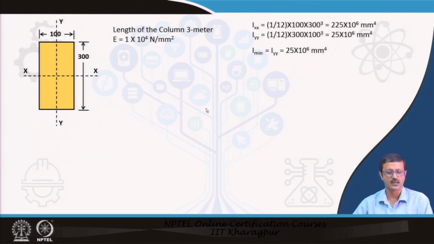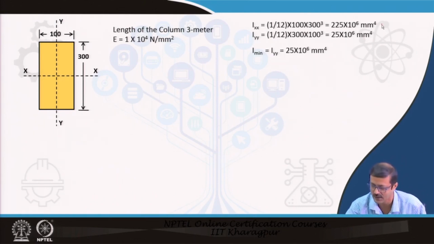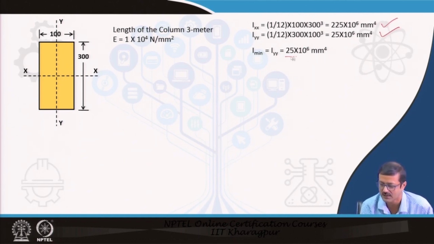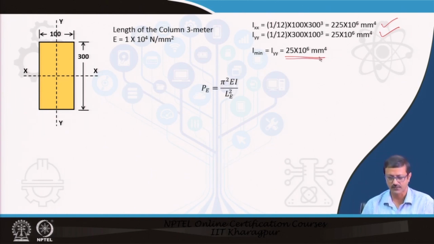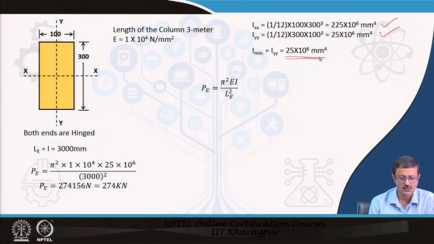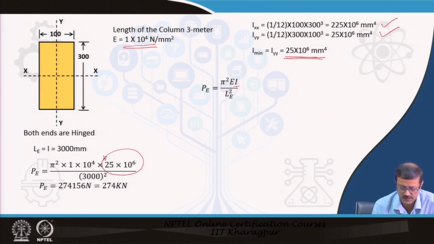So, I have a beam or column of 100 by 300. So, I have two values, Ix and Iyy. Out of that I have to take the minimum one, because the column is going to sway or buckle in the weakest direction. So, I have to take this minimum one and then find out this. If both ends are hinged, I use this formula: pi square E I by L square. I have given you the E value, E taken as 1 into 10 to the power 4, I is 25 into 10 to the power 6, and this is L square. L and LE remain the same as it is hinged.